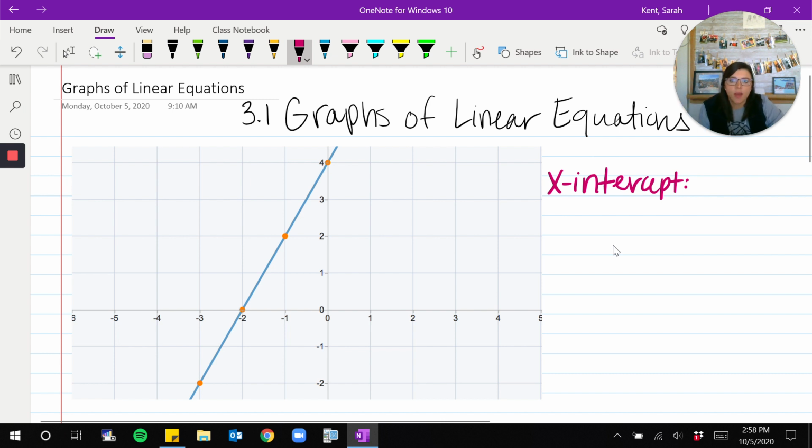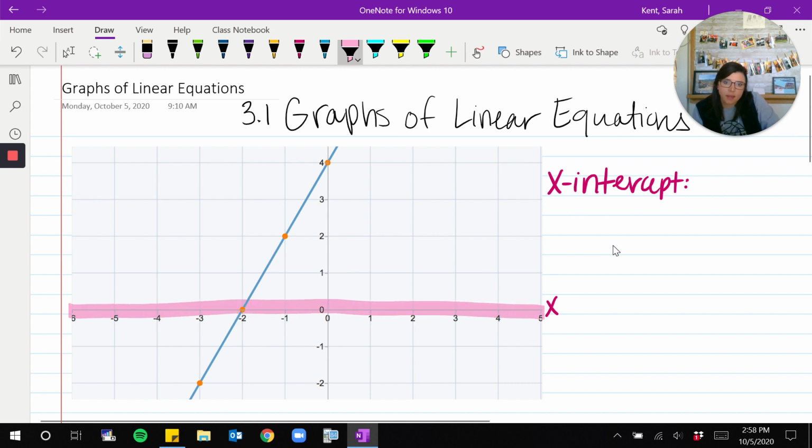So here you can see we have a blue line, and I want to know, where does this blue line cross the x-axis? So here, if I highlight my x-axis, I can see that the blue line crosses the x-axis at -2. So here my x-intercept would be x equals -2.